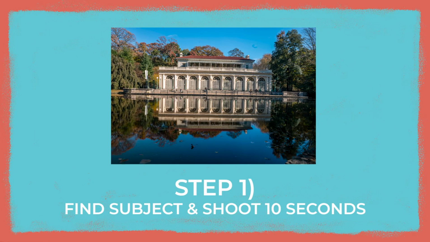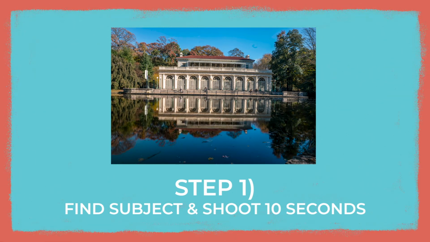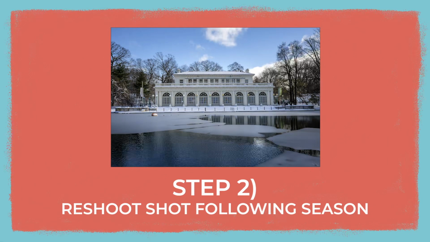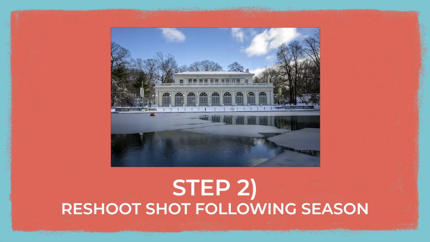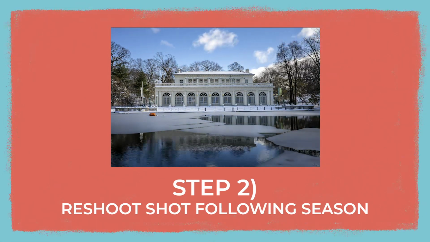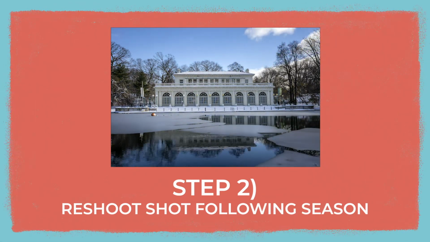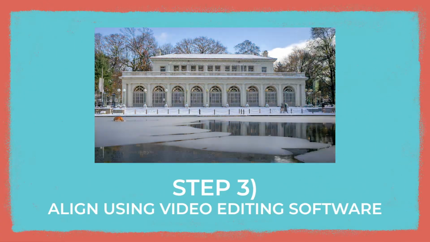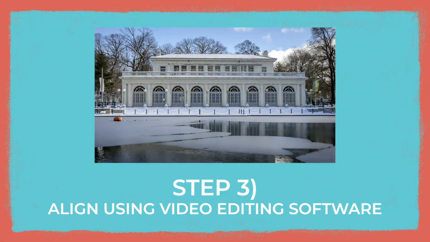So for step 1, we just need to find something that we want to shoot a time lapse of. I recommend shooting 10 seconds of it. Step 2 is to wait until winter, or wait until the next part of the season, and shoot the exact, or as close to the exact same, time lapse as you possibly can. Again, also 10 seconds. And then step 3 would be to align them in video editing software. And I'm gonna be showing you how to do this in both Premiere and After Effects, both really similar.